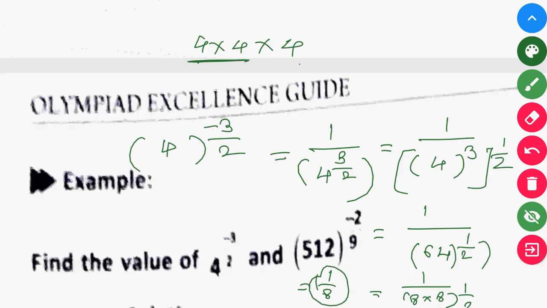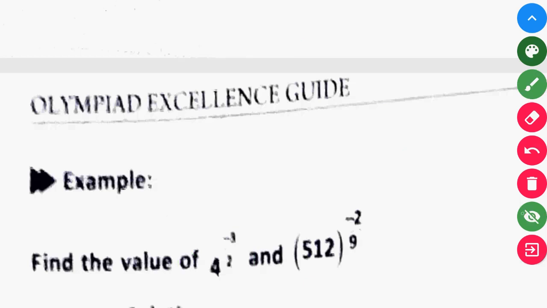Okay. Square and square root I already taught you in the first chapter. So 64 raised to the half power, or if the exponent is 1 by 2, then it means we have to take the square root of 64. So whose square is 64? 8's square is 64. So its square root is 8. So 1 by 8 is the answer for the first question.